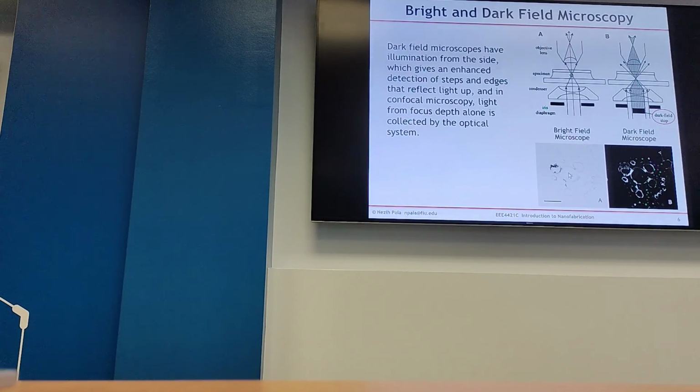In the bright field microscope, the light goes through the specimen, either in reflection or in transmission mode. Here it's shown in reflection. You see it goes through your specimen. So if you have boundaries for any reason, let's say you have photoresist, you will see the photoresist boundaries very faintly.